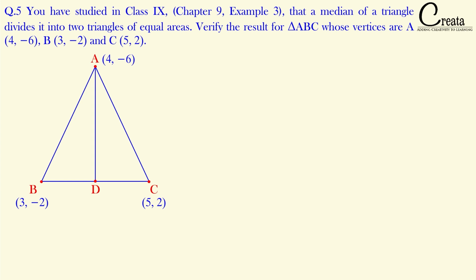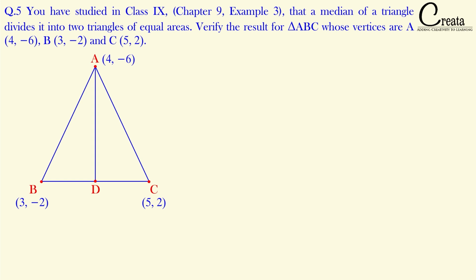Let's approach the question. So how will we approach the question? We will find the area of the triangle ABD and we will also find the area of the triangle ACD. Then we will cross check whether both are equal or not. But one thing is missing, that is we do not know the coordinate of point D. For finding the area of the triangle, we should know all the three coordinates of the vertices, but here the coordinate of point D is missing. So how will we find that?